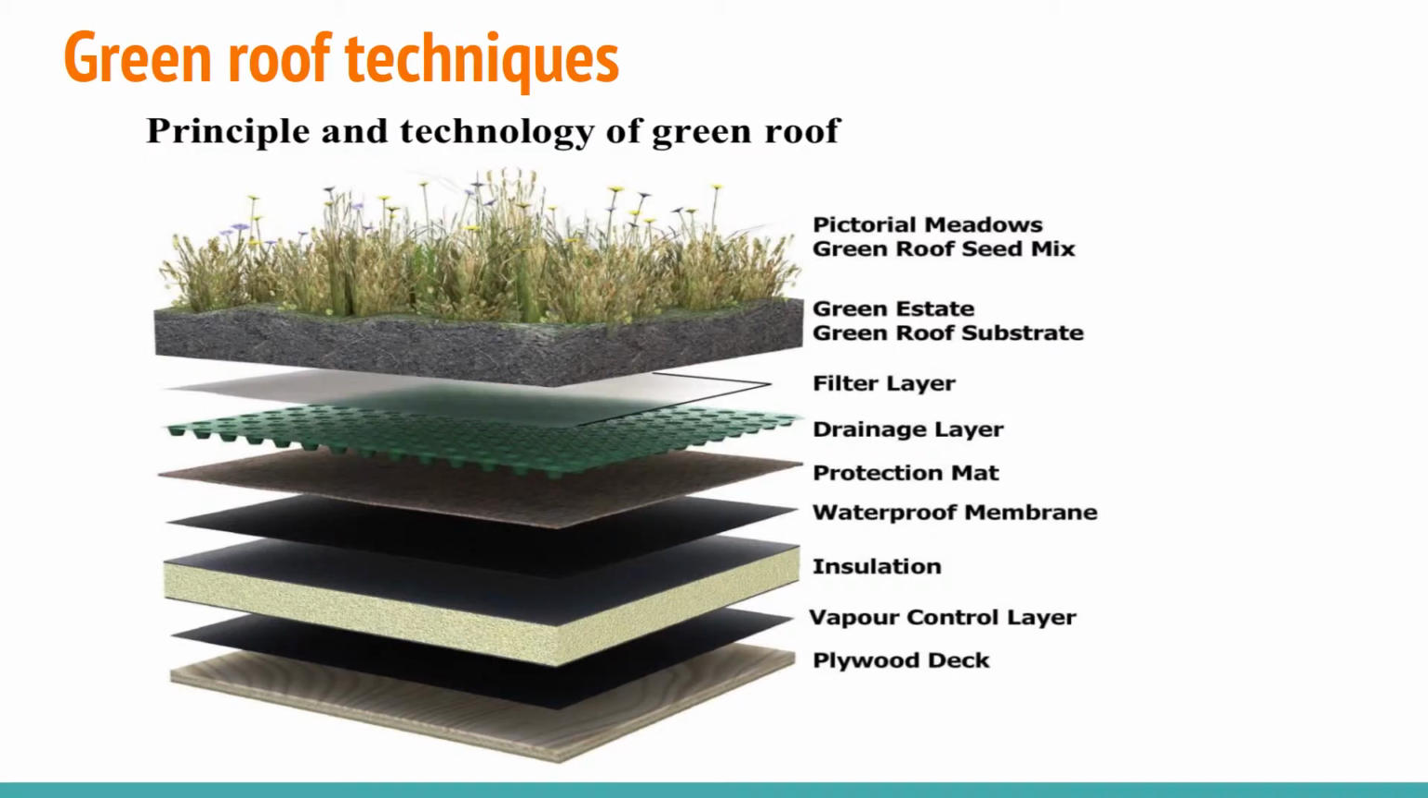Thank you, Gary. I'm now going to talk about the green roof techniques. The green roof includes 8 layers, which are the green roof plants, soil, filter layer, drainage layer, protective cushion, waterproof film, root barrier and the roof structure. Each has its own function to make a proper green roof.